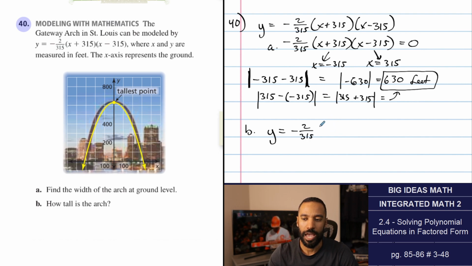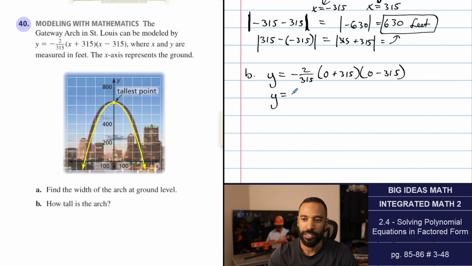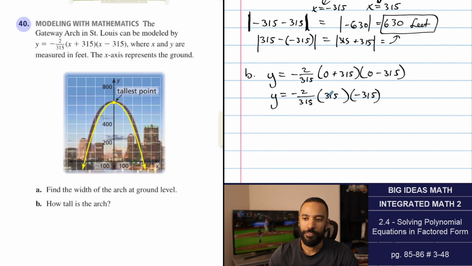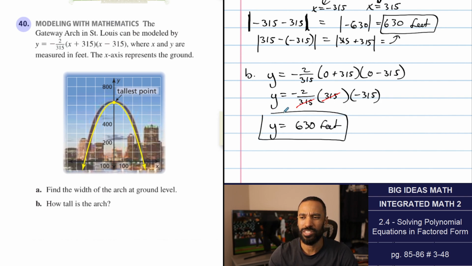So what I'm going to do this time is substitute 0 for x. I don't remember this question popping up in the example set. Maybe I skipped it. But 0 plus 315, oh good, this is a 315 on this part. 0 plus 315 is 315. 0 minus 315 is negative 315. All right, here's what we're going to do. 315 may be multiplying with that and by 2, but it's also dividing by this 315. 315 over 315 is 1. And now you're left with negative 2 times negative 315. You know what that is? That's also 630. 630 feet. So yes, I actually don't know if I remember that part.